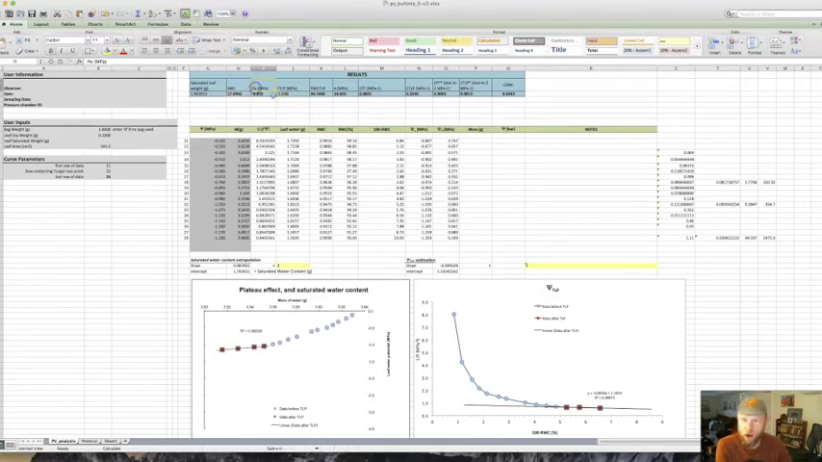P sub O is our osmotic potential. So we have slightly different abbreviations than what I used in the video. I apologize. I took this spreadsheet and modified it from somebody else, and I didn't change all this stuff. So this is the osmotic potential at full turgor. Here's your turgor loss point. Both of those are measured in megapascals. Here's your relative water content at turgor loss point.